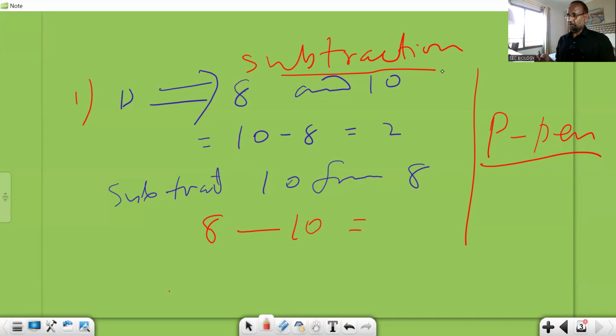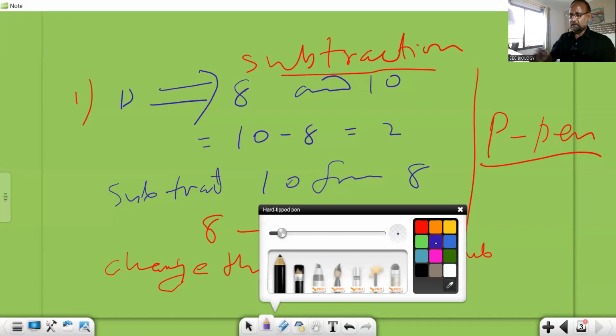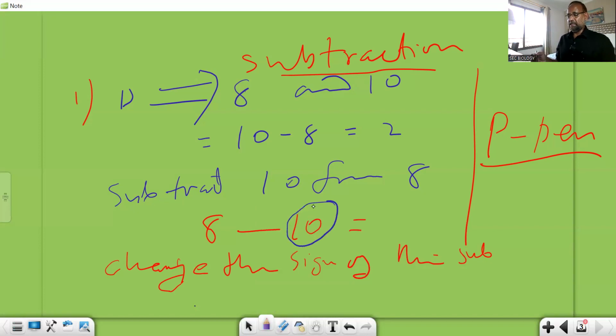8 minus 10. Yes. Change the sign of the subtrahend. This is the subtrahend. Here the subtrahend is 10. Don't say minus, this operation is minus. My sign, I gave you subtract, take away. What is the sign of 10? It is plus. So change the sign of the subtrahend. But don't touch 8. Don't touch this boy. He is dangerous. He came first. Don't disturb him.